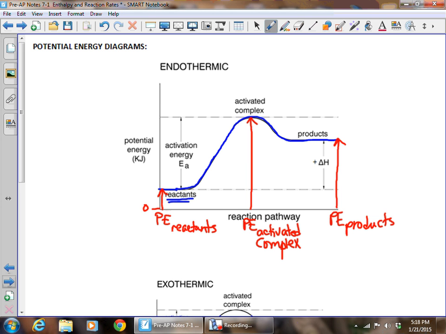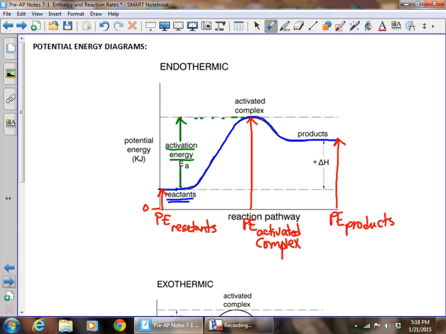For an endothermic reaction, we have to keep adding energy to it in order for it to keep reacting. So this distance, this energy right here, the distance from the reactants to this hump right here, that's called the activation energy. Activation energy, that distance.